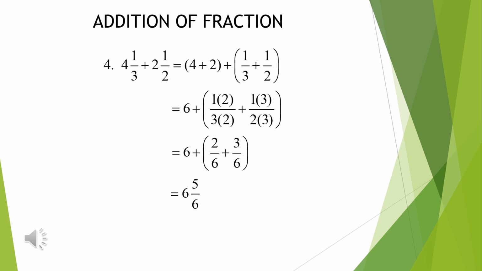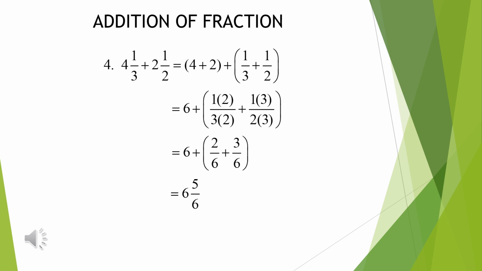We have problem number 4. 4 1/3 plus 2 1/2. First, we need to add the whole number 4 and 2. 4 plus 2 equals 6. Then we will group 1/3 plus 1/2. The LCD of 1/3 and 1/2 is 6.